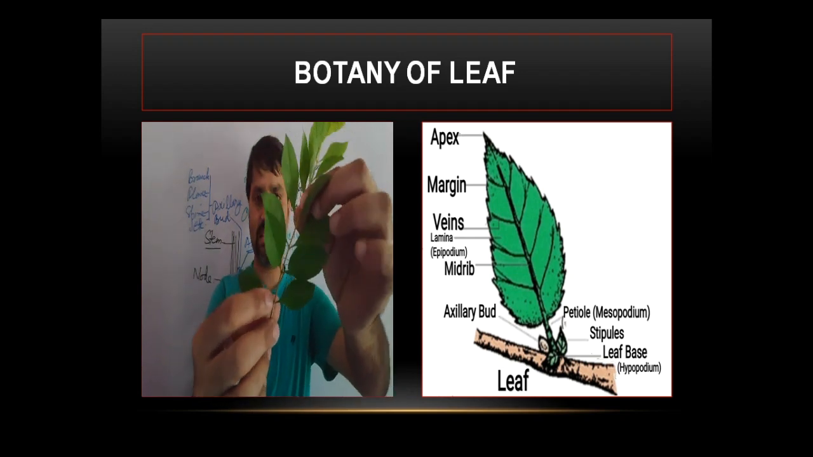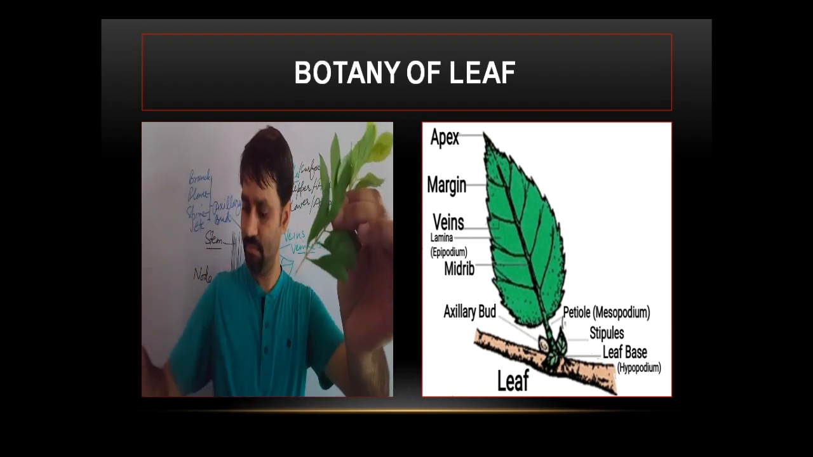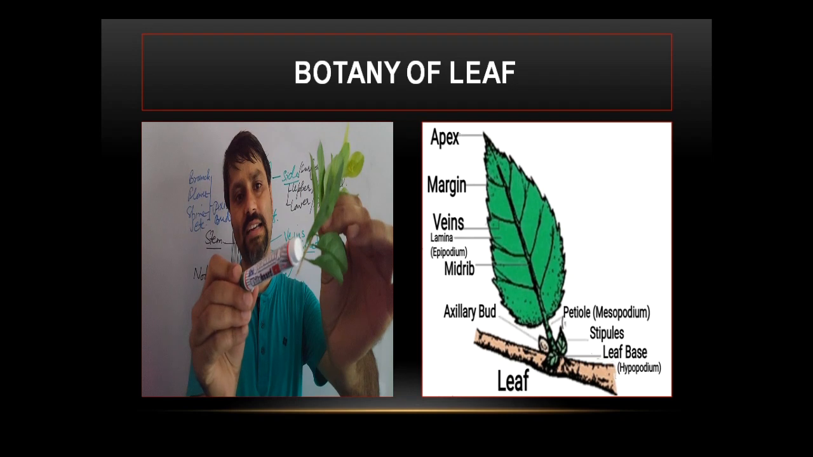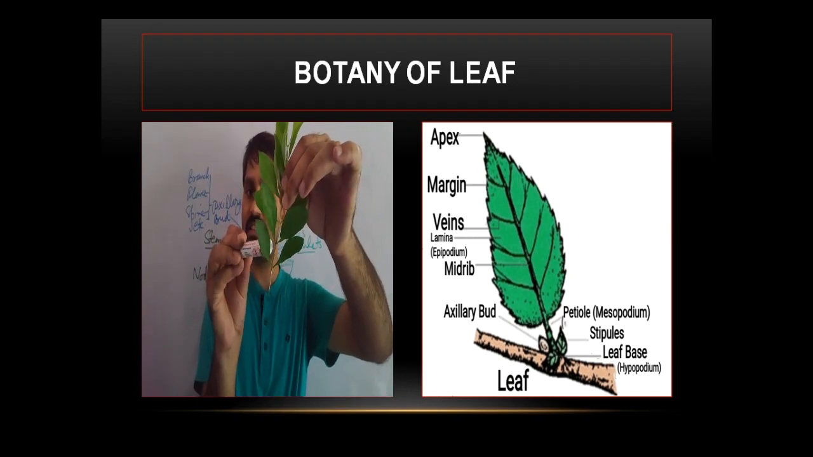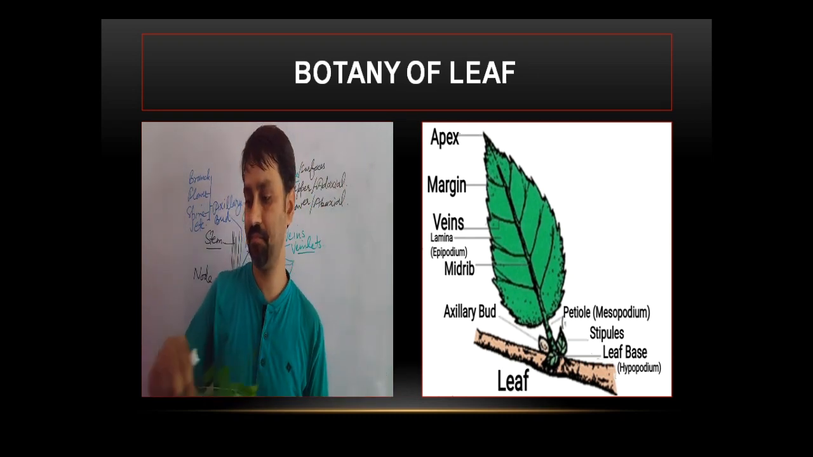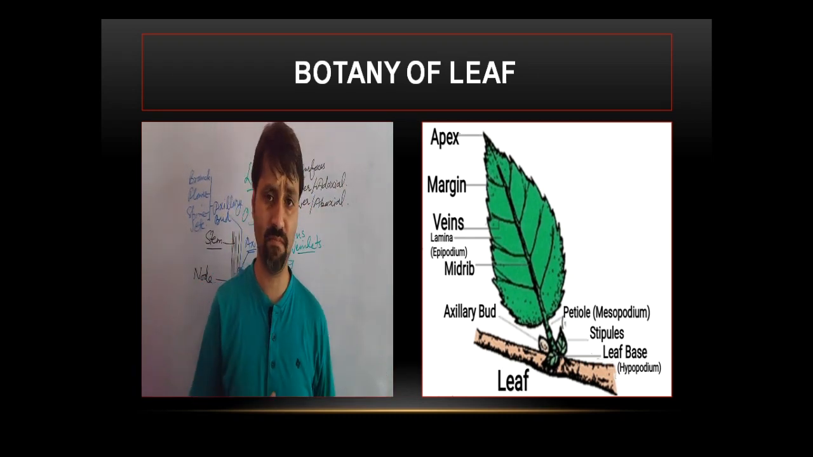This is the stem part. This is the leaf. The part from where it arises, this is the node, and the region between the stem and the leaf is called the axil. Clear? And present over the stem.